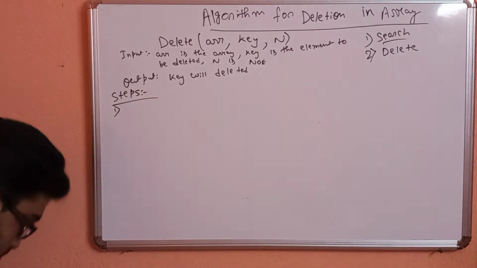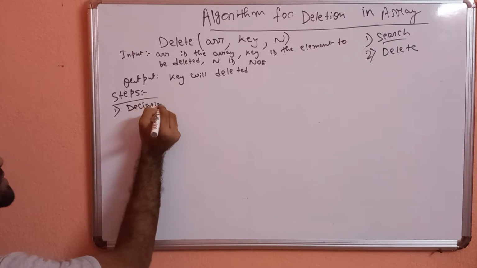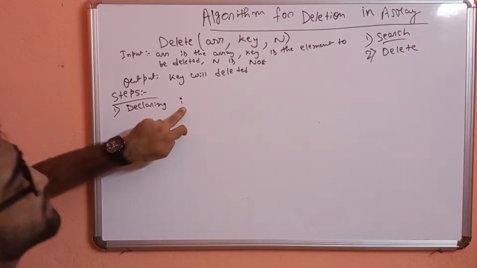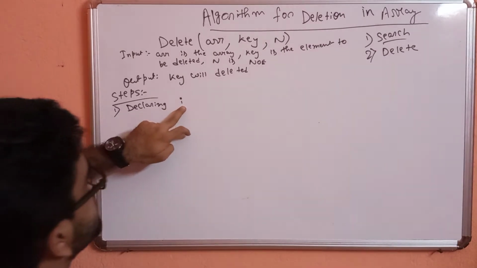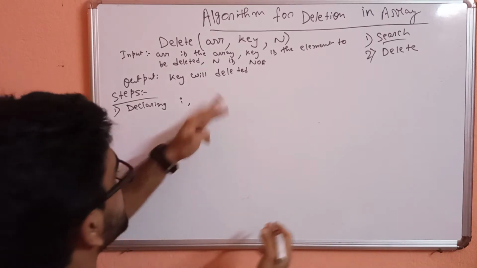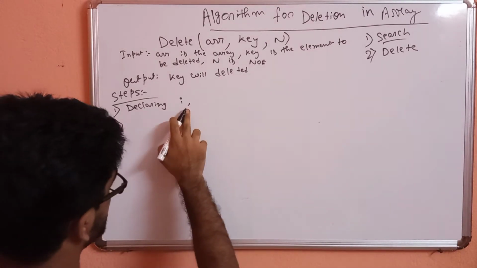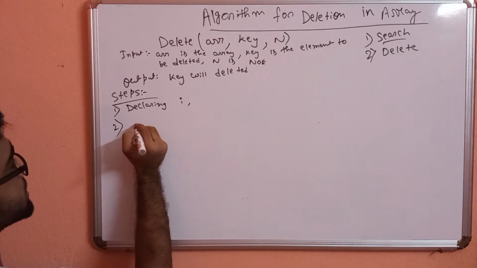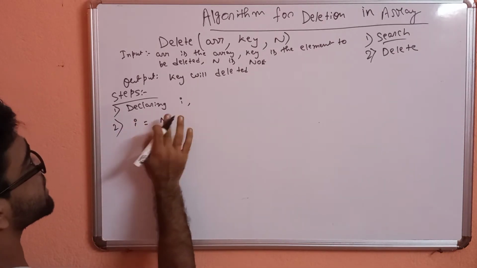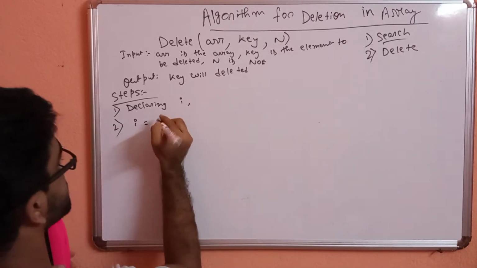First step, declaring necessary variables. I am taking I for index. If anything else is needed I will write it later. I is of integer type, remember it. Then I equals to 0. First set I to 0.